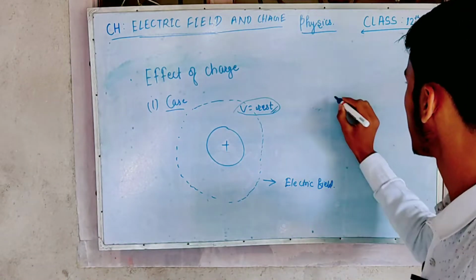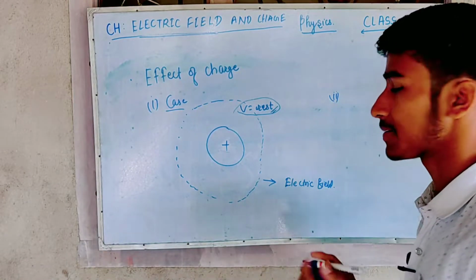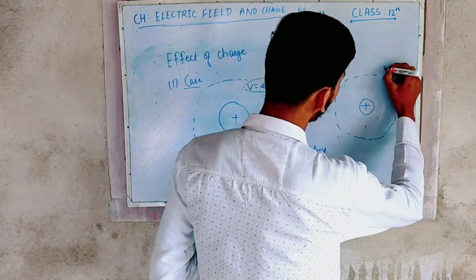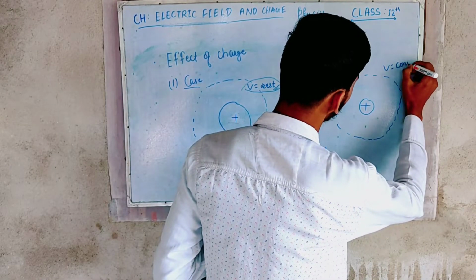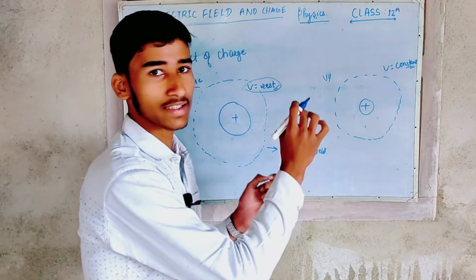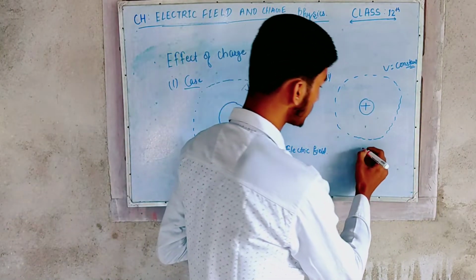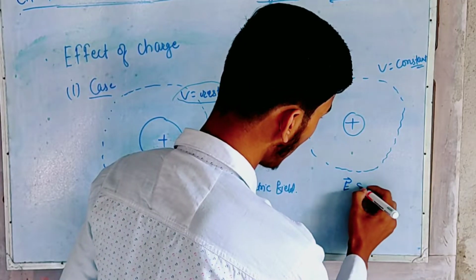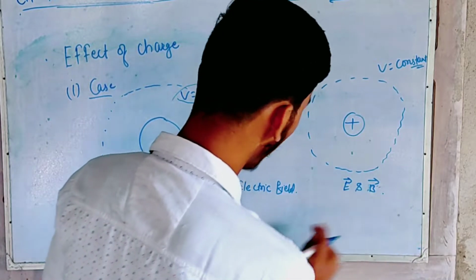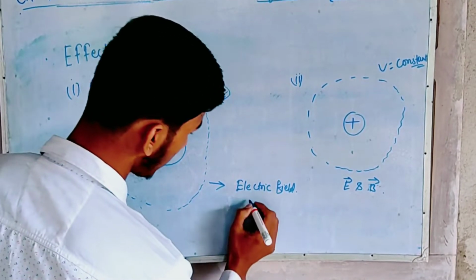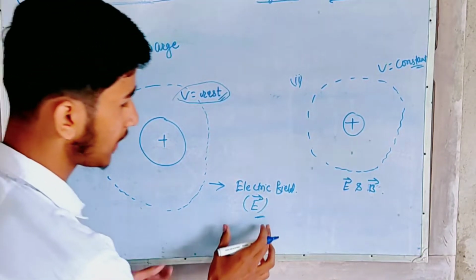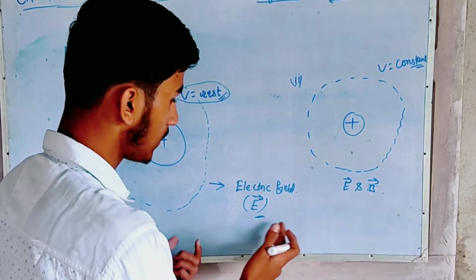And the second case is, let's suppose I am a charge, right? If I am moving at constant velocity, then what will I do? When the velocity is constant, it will produce an electric field and a magnetic field. By the way, electric field we can also write as E vector, right? This is a short form of electric field, which is used in our numericals as well.